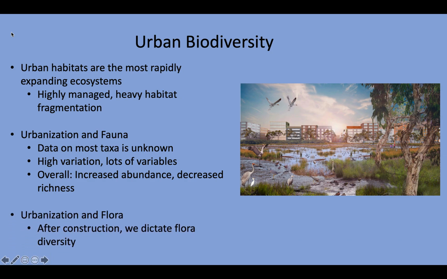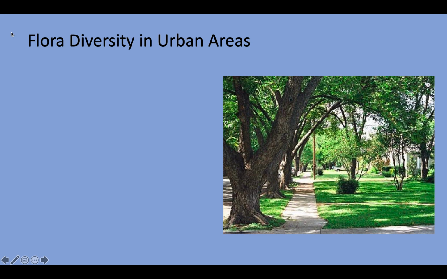And urbanization and flora. This is interesting because we pretty much destroy a natural environment and then build our own on top of it. So we dictate the types of plants and the general flora diversity in an urban area, and it depends on all of us. If we're homeowners, if we have land, if we can control planting, we may decide to plant a monoculture of grass. We may decide to plant a pollinator garden, a series of trees and shrubs. We may utilize natives, non-natives, and those species that are considered invasive.